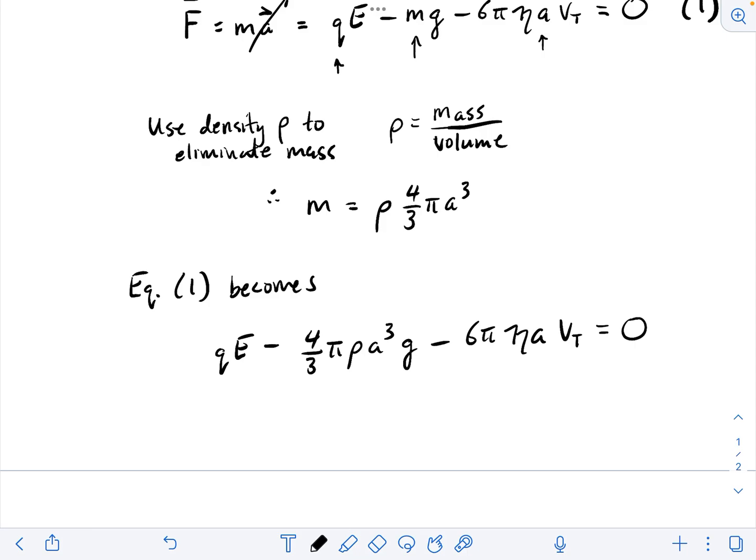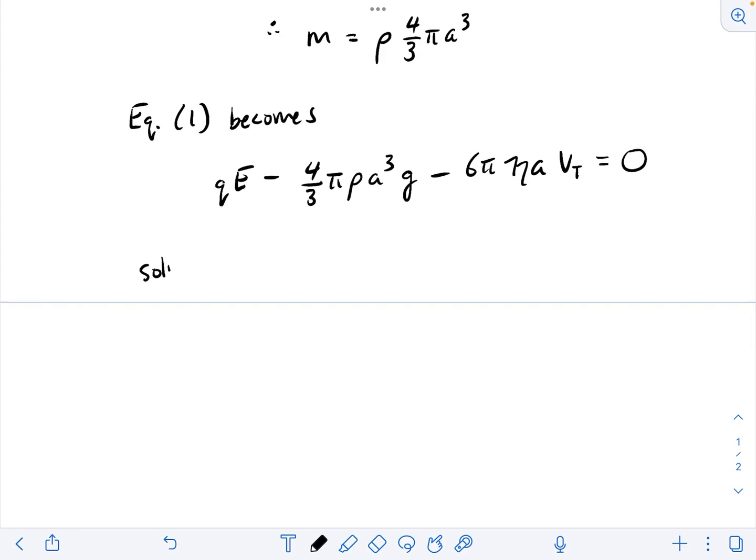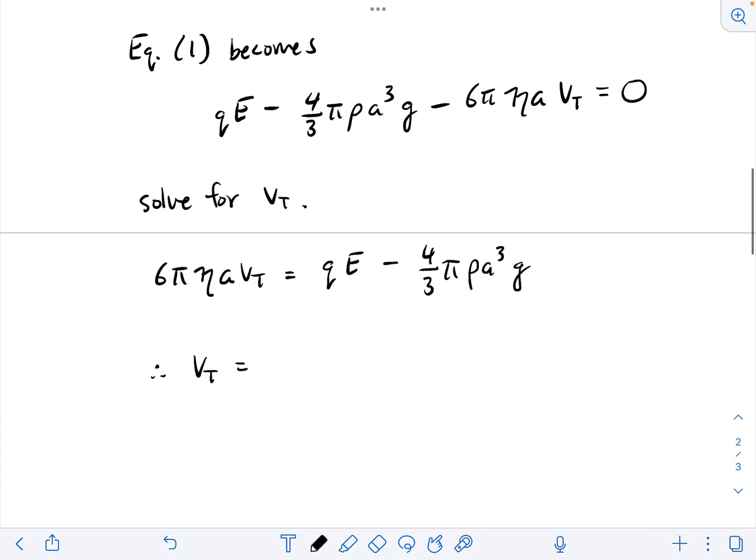So I'm going to rearrange equation 1. I'm going to solve for the terminal velocity, because that's something that we measure. I'll do it in a few steps. Let's move the terminal velocity term over to the other side. We have 6 pi eta a times the terminal velocity is equal to q times E minus 4/3 pi rho a cubed g. If we want to isolate terminal velocity, we'll divide by 6 pi eta a.